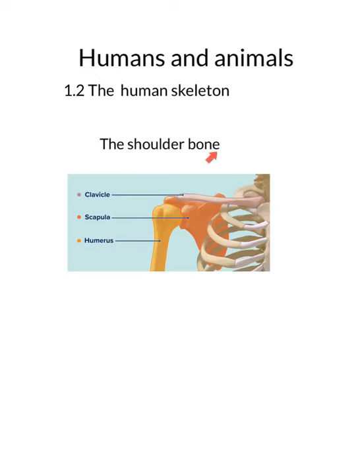Next is the shoulder bone. Shoulder bone is made up of two bones, the clavicle, which is the shoulder bone, neck bone, and scapula, that is the shoulder blade, which is found at the back. The scapula is also a flat bone.